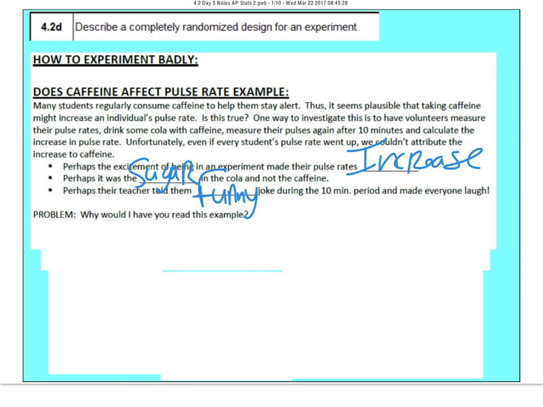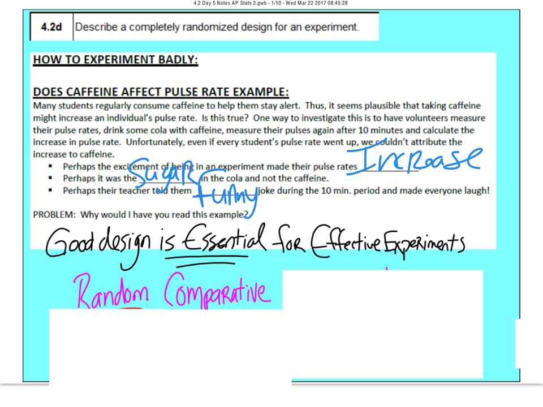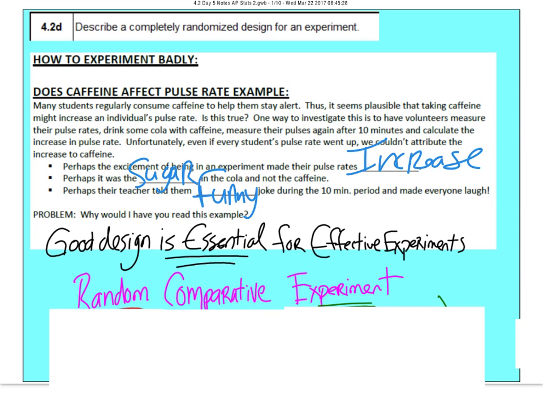So the key here is that a good design is essential for effective experiments. We need to control for potential lurking variables. The one thing we're going to talk about is a randomized comparative experiment, and I want to break that down. We have the word randomized, we have the word comparative, and we have experiment. Each of these three words mean something very specific.